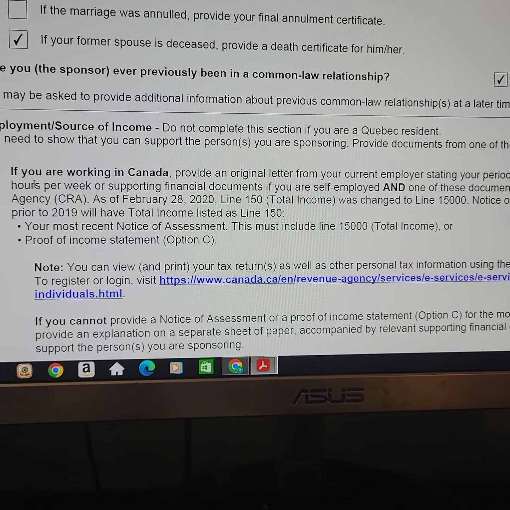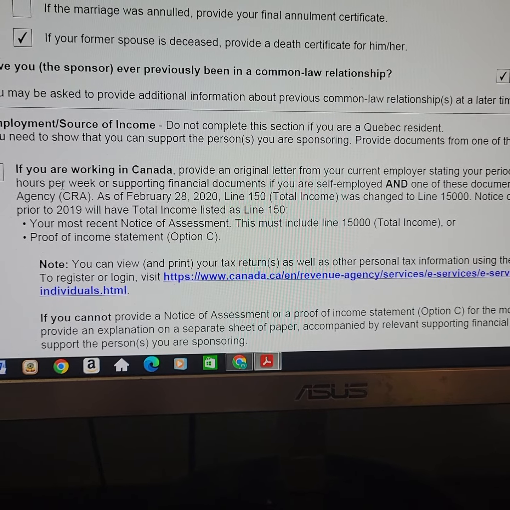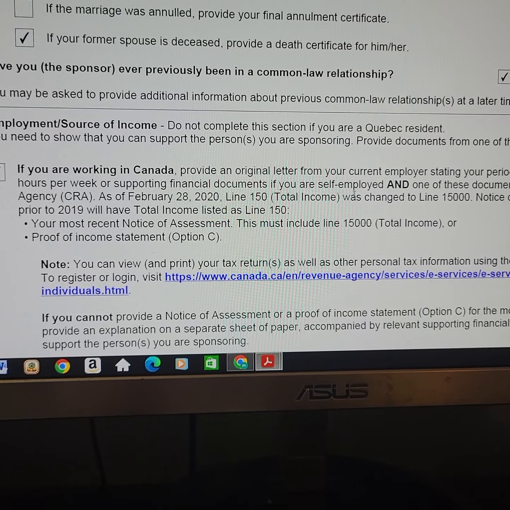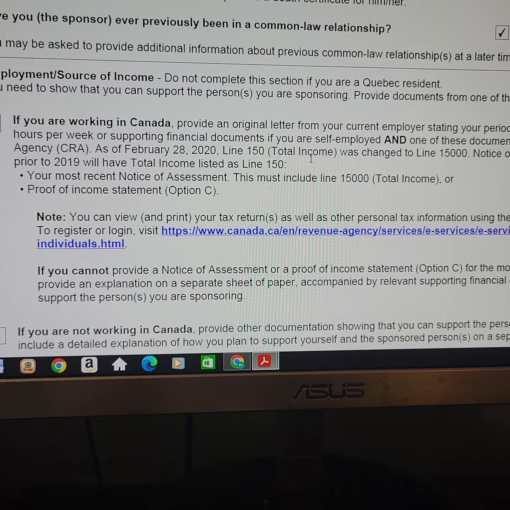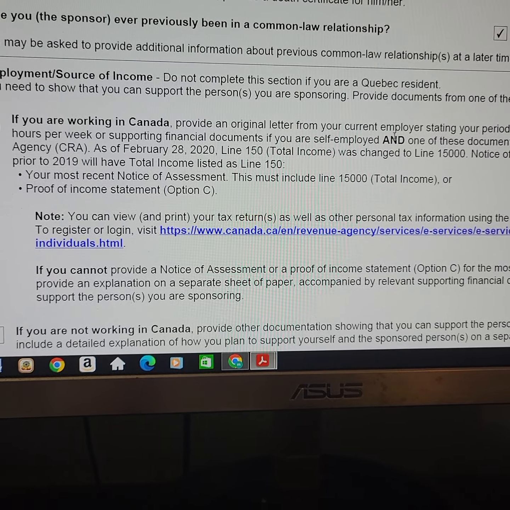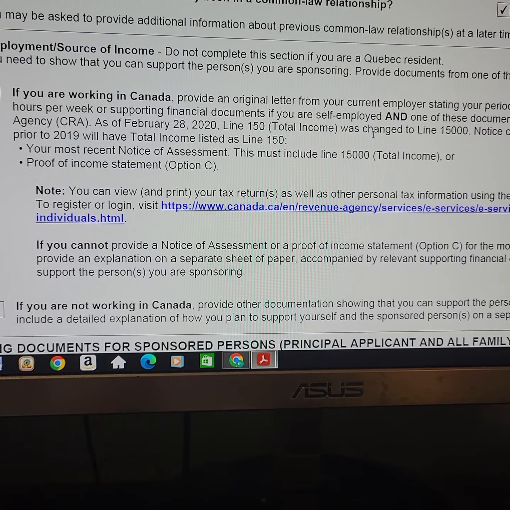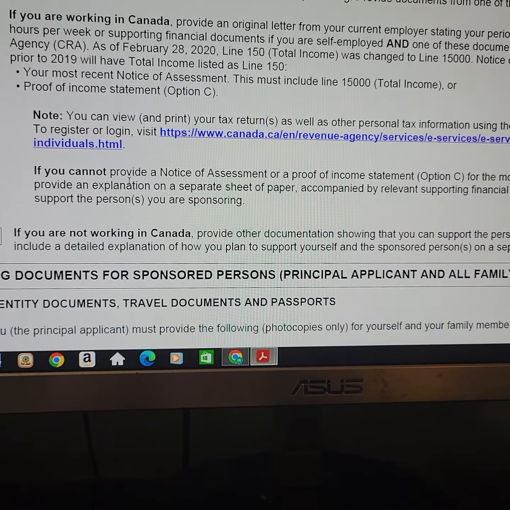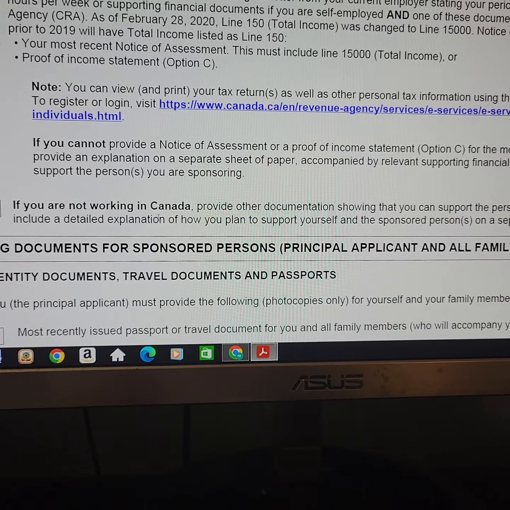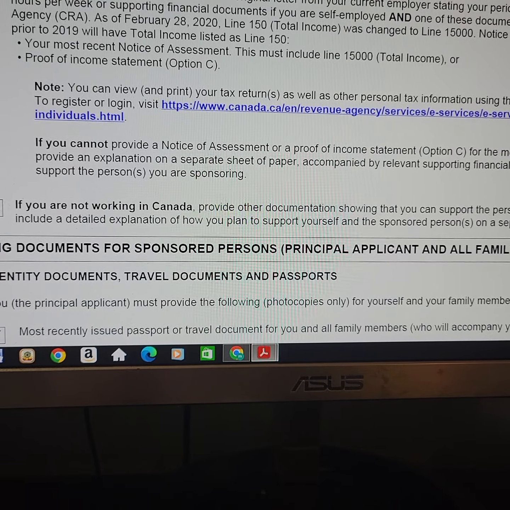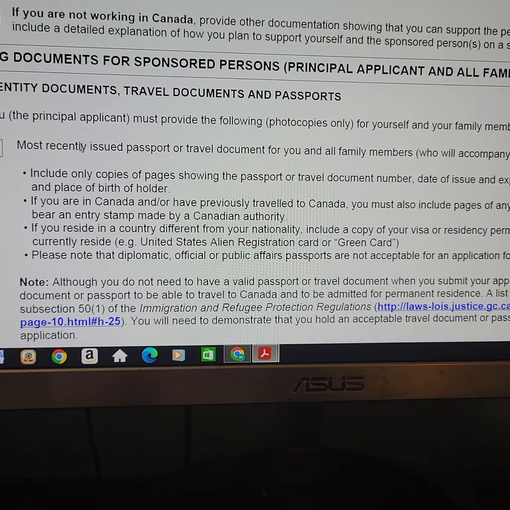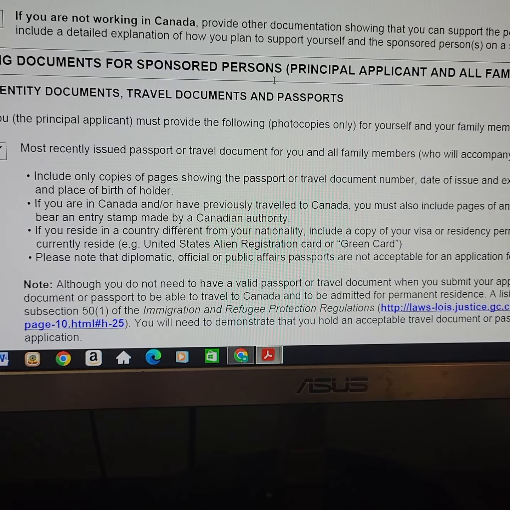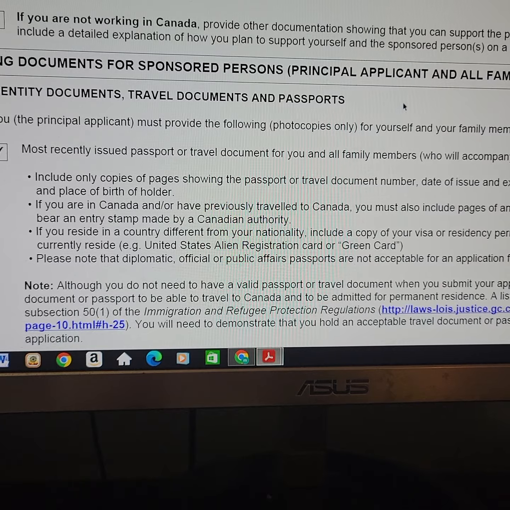Okay, if you're working in Canada, check that off. Read the part about what you need to submit, all the information, the original letter from your employer and how much you're making and whatnot. And then if you're not working in Canada, do not leave it blank, just put NA, always NA. Supporting documents for sponsored persons, principal applicant, and all family members.